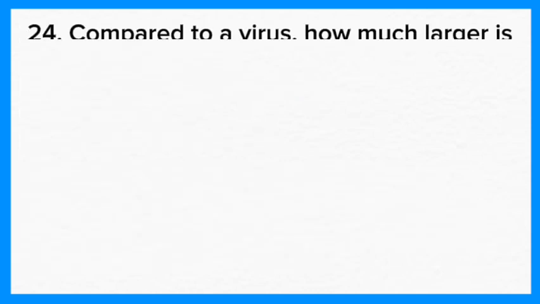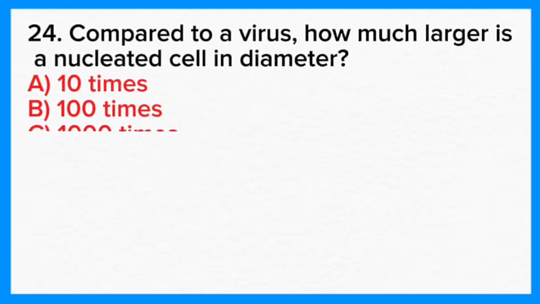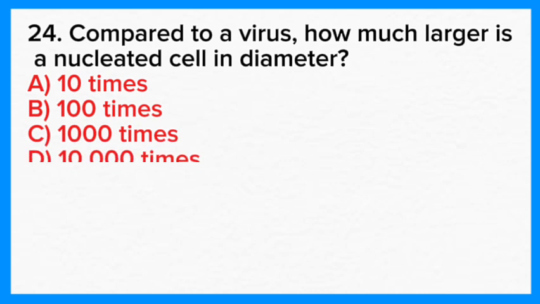24. Compared to a virus, how much larger is a nucleated cell in diameter? A. 10 times, B. 100 times, C. 1,000 times, D. 10,000 times.